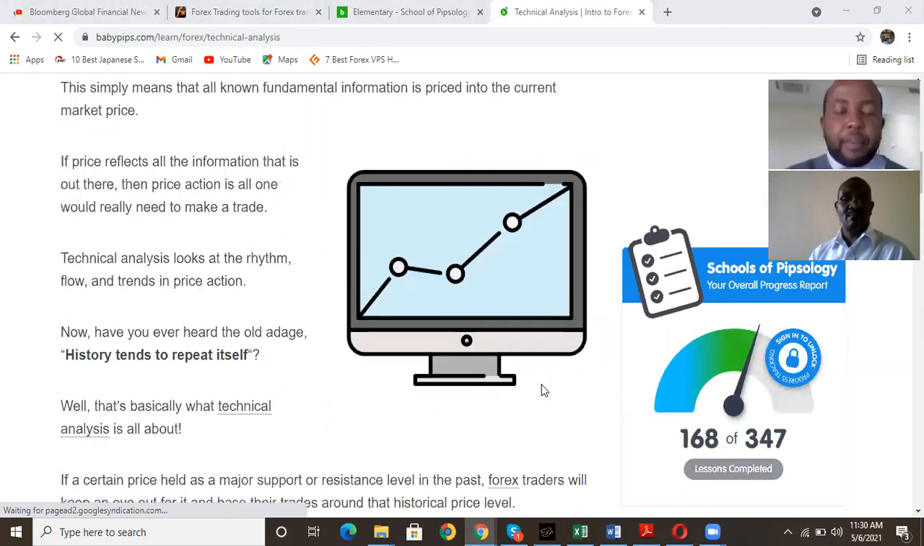So if price reflects all the information that is out there, then price action is all one would really need to make a trade. And technical analysis looks at the rhythm, flow, and trends in price action. So we are looking at the rhythm. The rhythm is basically how the market is working. Is it going up or is it going down? So that's the rhythm. The flow is how the market is feeling. Is it volatile? Is it not volatile? Like basically how the price is going.